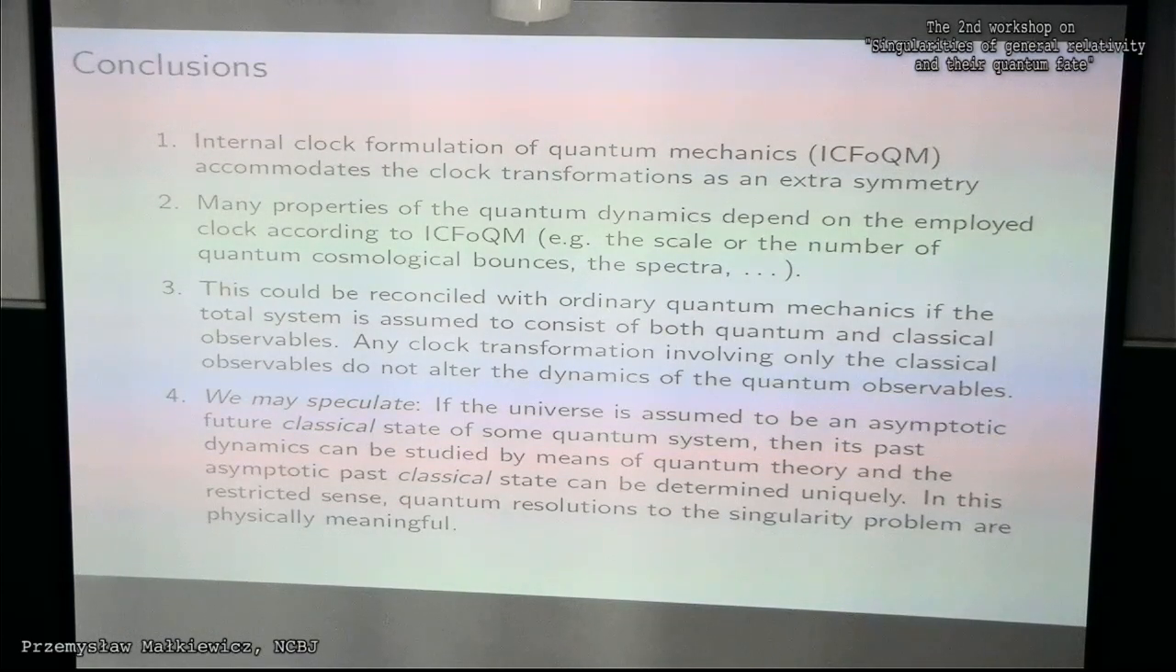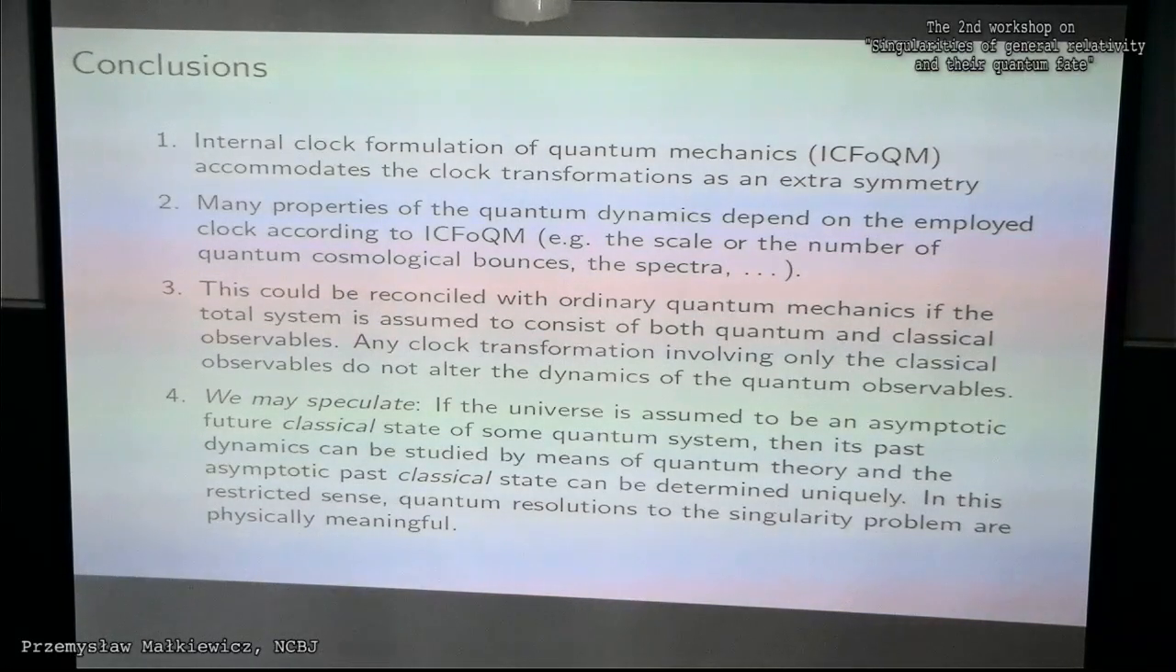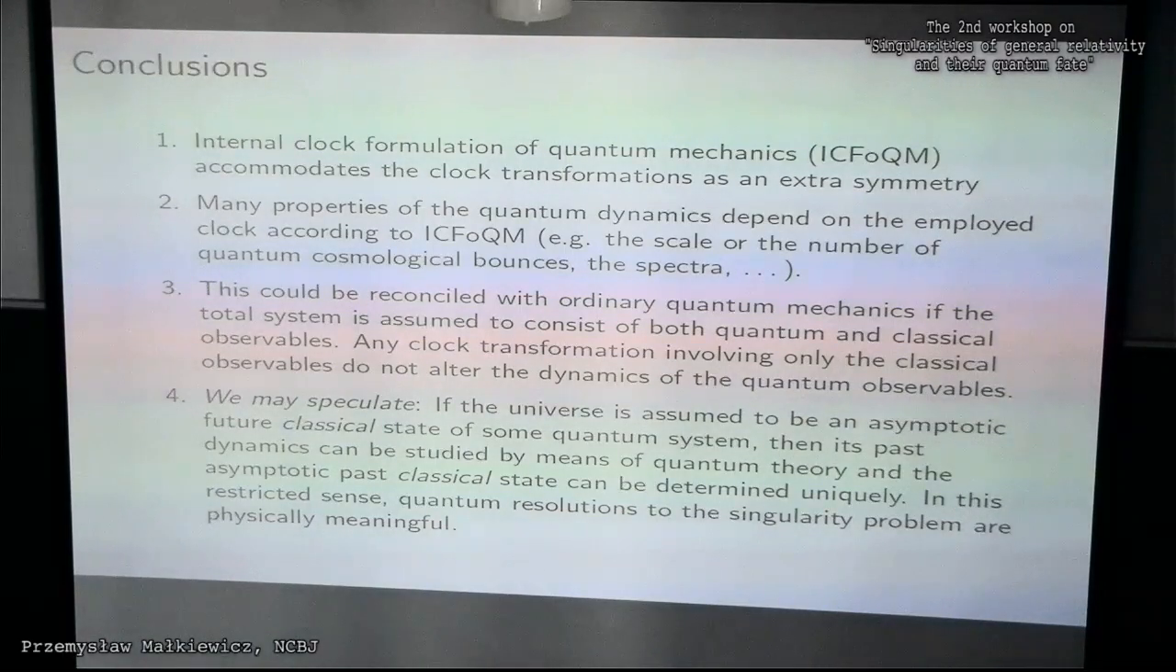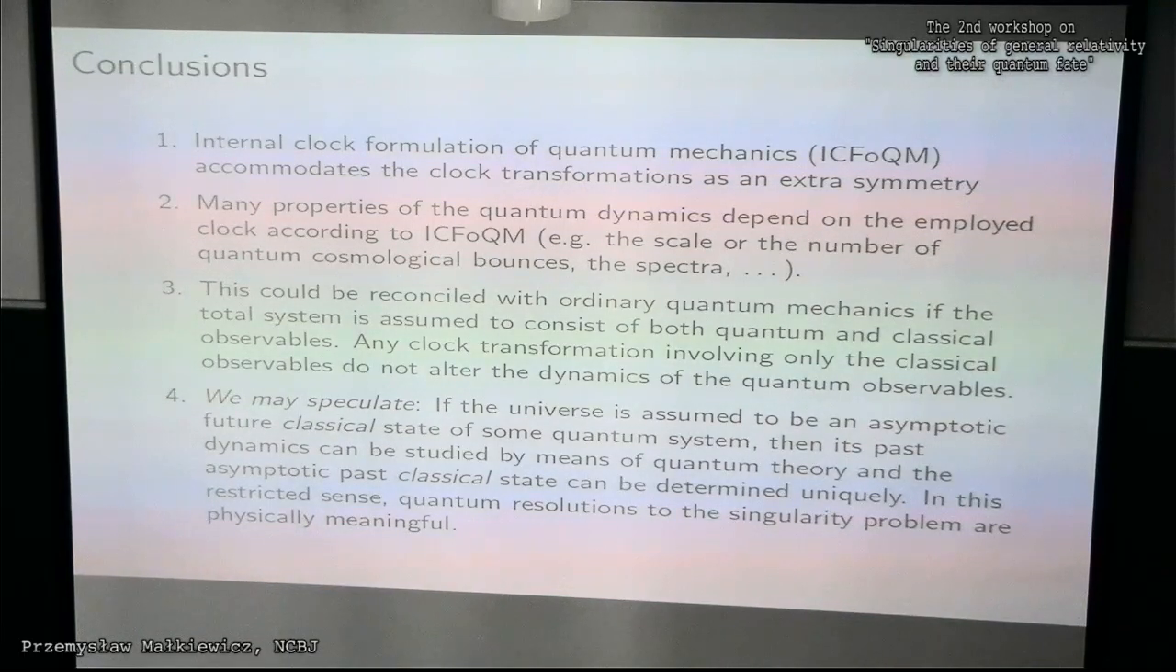Okay, so now I'm getting to the conclusions. I propose what I call the internal formulation of quantum mechanics, which accommodates the notion of clock transformations as an extra symmetry, and it led to a set of postulates which slightly extend the usual formulation. But it turns out that many properties of the quantum dynamics depend on the employed clock: if you like, spectra, and if you go to cosmological systems, the number of cosmological bounces and the scale at which the bounce happens. But I try to convince you that this can be reconciled with the ordinary formulation of quantum mechanics.